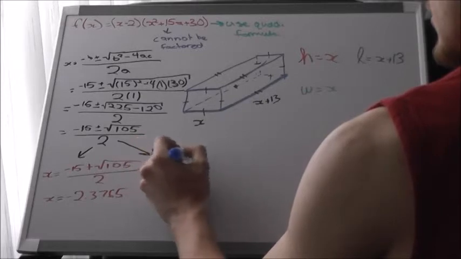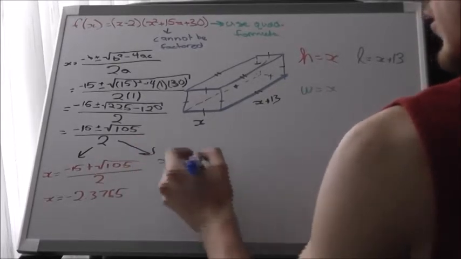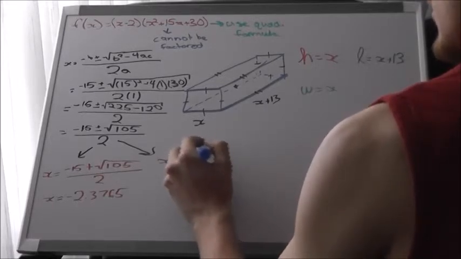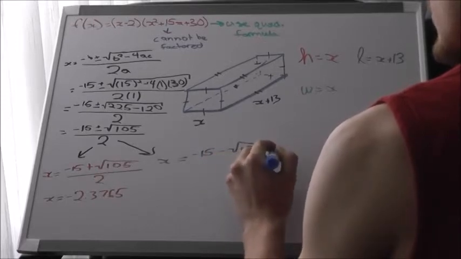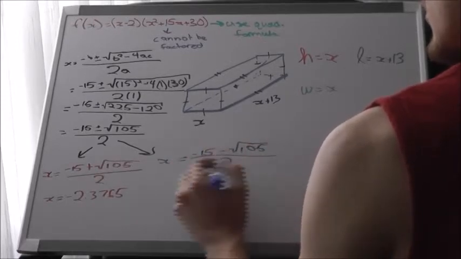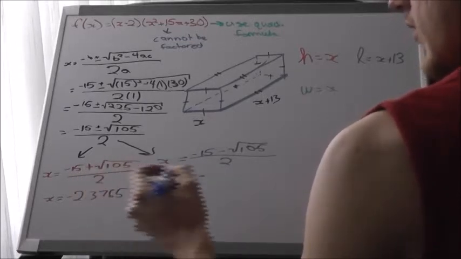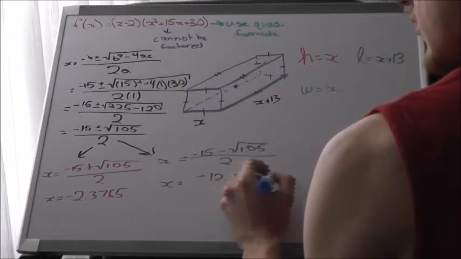x equals negative 15 minus root 105, all over, or divided by 2. And this answer will give us approximately negative 12.6235.